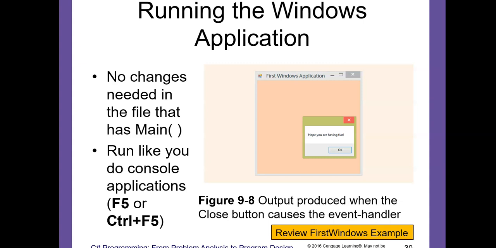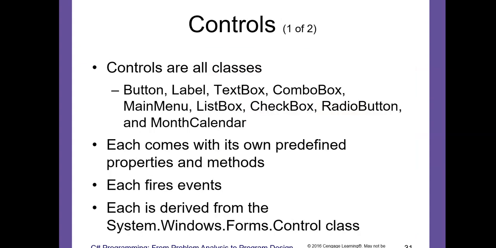Also, we can press Control F5 or F5 based on your keyboard, or you do a debug, as we explained in previous videos. Controllers are all things like a button, label, text box, combo box, list box, all those we call controllers. Each controller comes with its own predefined properties and methods, like color, font color, size, stuff like that. Each fires events, meaning when we double click on a button, for example, or click on a checkbox or combo box, something happens.